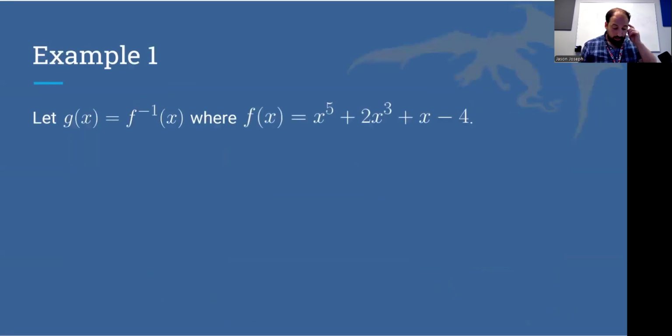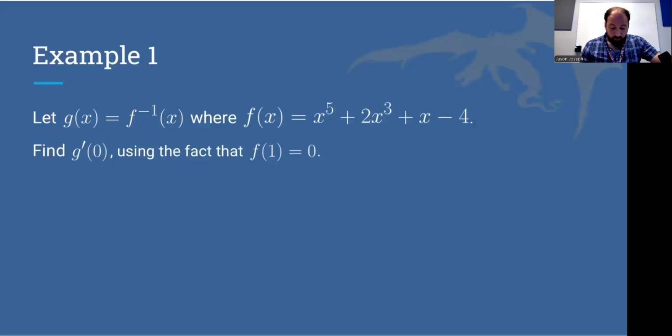Okay, so example 1. f of x is this degree 5 polynomial, and g of x is whatever its inverse is. We're told that it exists, so we don't have to worry about whether or not it does, but using the fact that f of 1 equals 0, figure out what g prime of 0 is.